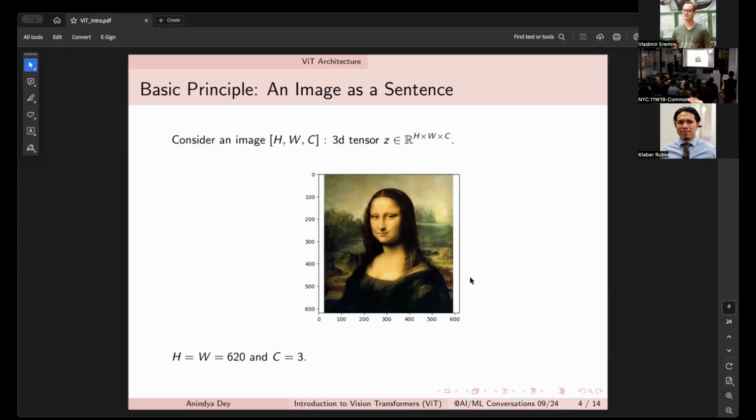Height and width are in pixels, obviously. So it's a 3D tensor of shape h times w times c. Okay, so this is Mona Lisa. It's 620 by 620, and there are 3 color channels.